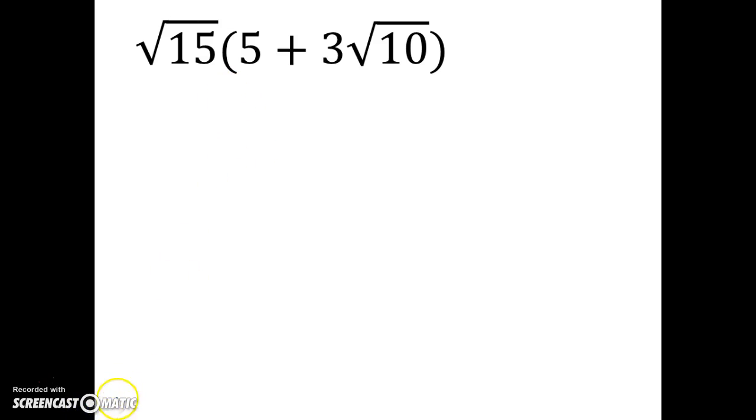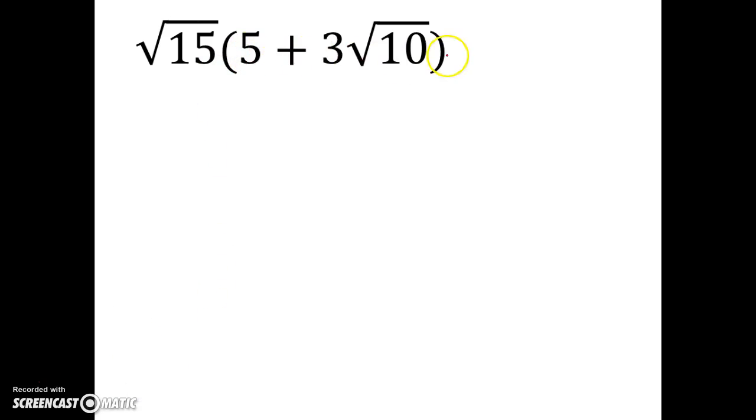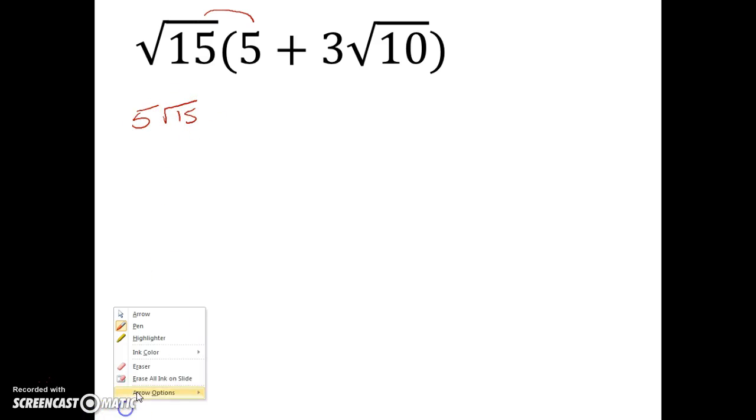And what I want you to see in this example is that we're using multiple terms now. So we've got a 5 plus 3. This is almost like distribution. So when I multiply, I go ahead and get 5 times the square root of 15. Now a common error, which I'll do in blue, would have been to say, oh, this is 15 times 5, so that becomes the square root of 75.